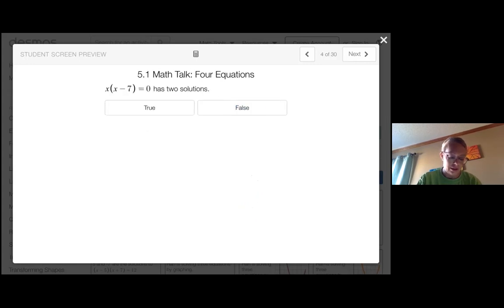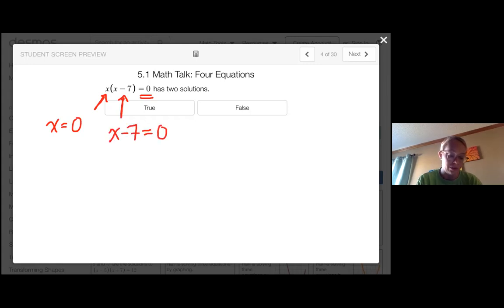All right, x times x minus 7 has two solutions. All right, let's talk about this one. This is zero product property, because again, we're equal to 0. So this is when I want to look at both pieces and see when they equal 0. So when does x equal 0 and when does x minus 7 equal 0 is what that's saying.